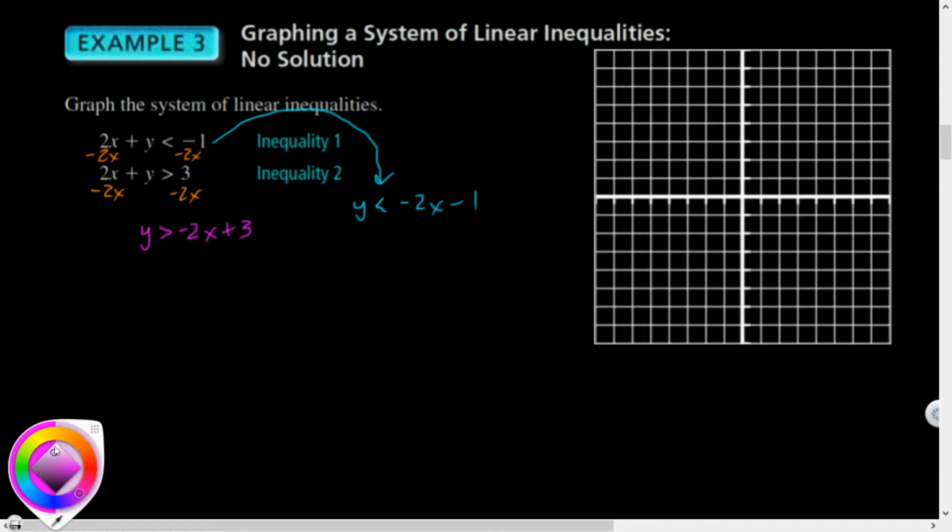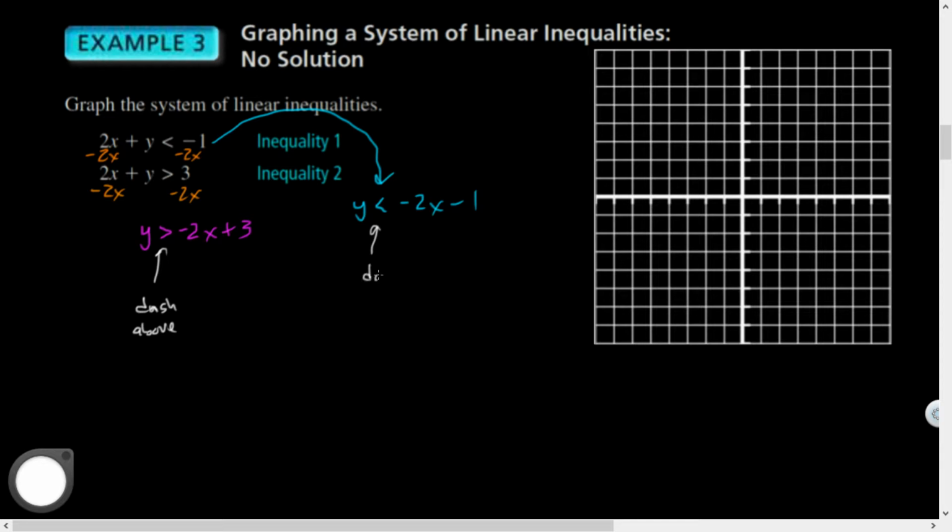All right, so let's analyze the inequality. So this one is dashed, right? So it's a dashed or dotted line, and greater than, because it's a y inequality, it would be shaded above. This one is dashed and shaded below. I'm not going to label the whole slope and y-intercept. So if I'm graphing, let's start with the blue line. The y-intercept is at -1. And the slope is -2. So down 2 over 1, down 2 over 1, down 2 over 1.